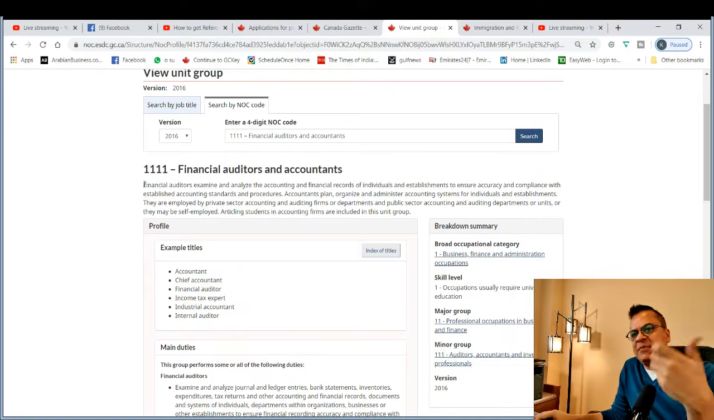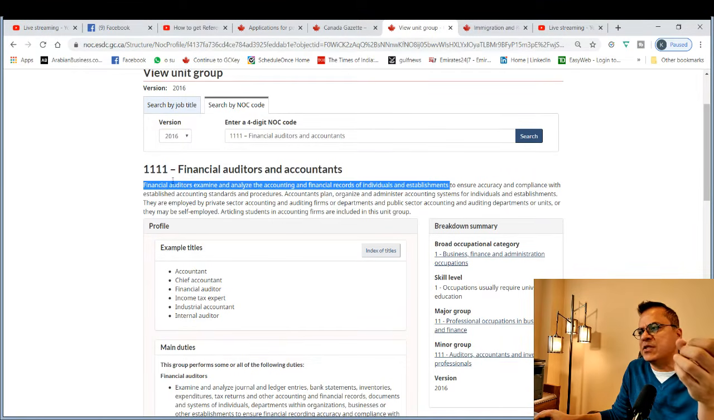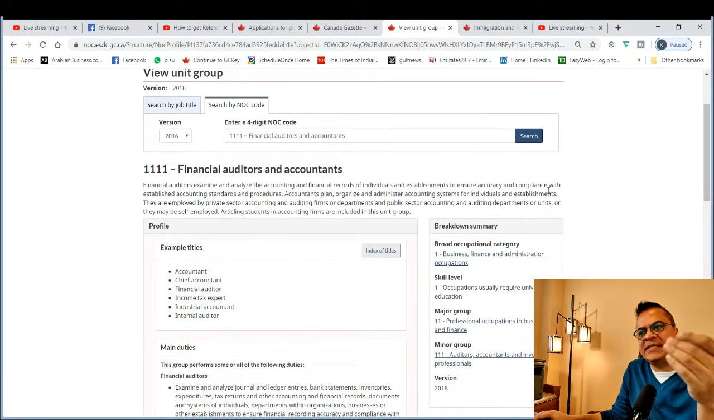Let's identify some keywords, guys. Come on. Financial auditors examine. That's the first keyword here, examine. And then the next one is analyze the accounting and financial records of individuals and establishments. So this is going to be the first lead statement here: examine and analyze the accounting and financial records, to ensure accuracy and compliance with the established accounting standards and procedures.